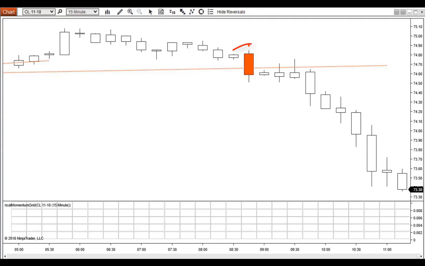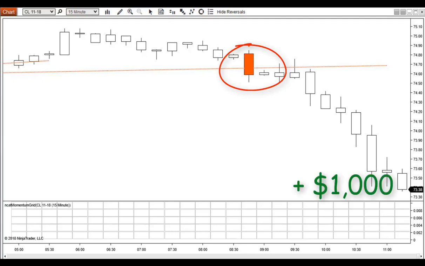So you can see here we have a short signal the golden reversal tool detected in the area around 74.60, which means if you entered this trade early, like the golden reversal tool indicates here, you would be in a trade with about 100 ticks or about $1,000 in profit per contract right now.